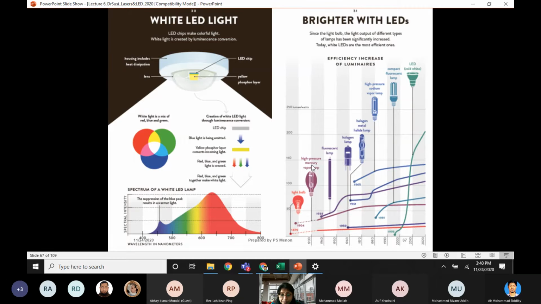Whereas if you compare with the vapor lamp, fluorescent lamp, halogen lamp, halide lamp, and finally LED, you can see the efficiency of LED is the highest among all the different types of lamps. This started way back in 1996, and the efficiency is still very, very high now. That's why LED lighting is very famous.